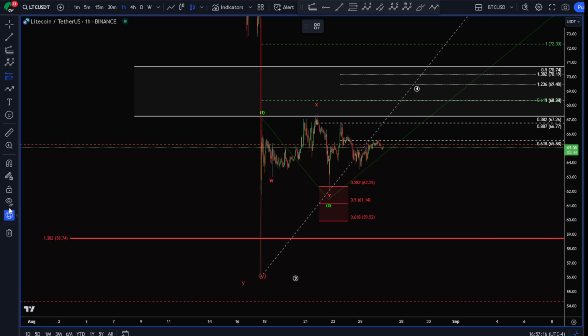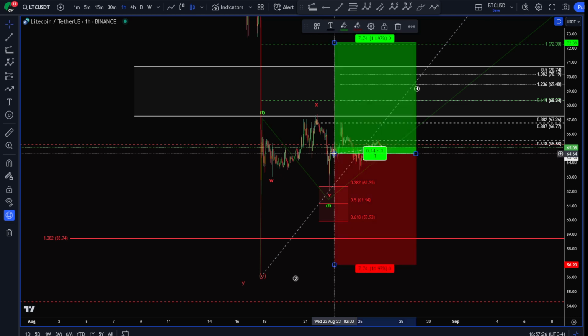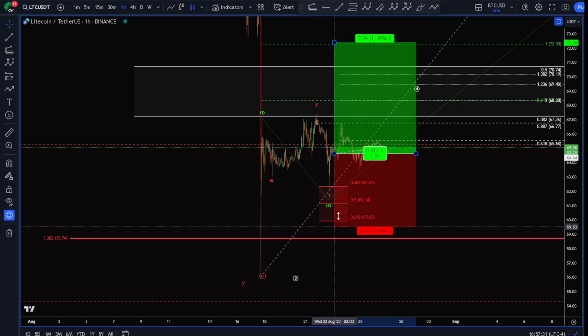Just wanted to give you an update on Litecoin. I put one up yesterday, but a few things have crossed my mind here as potentials. I just wanted to show you where I made adjustments on my trade. First of all, I got in last week right in this area here on the 23rd.